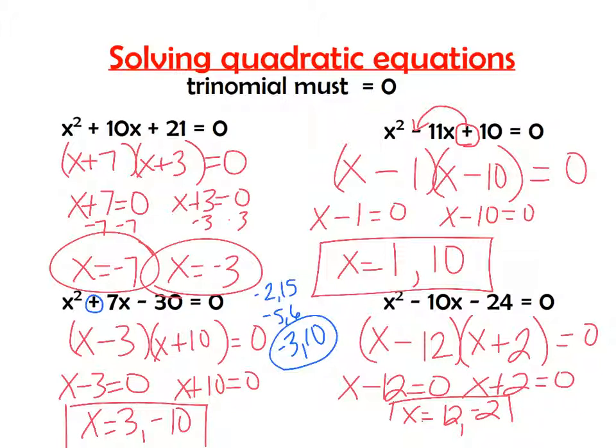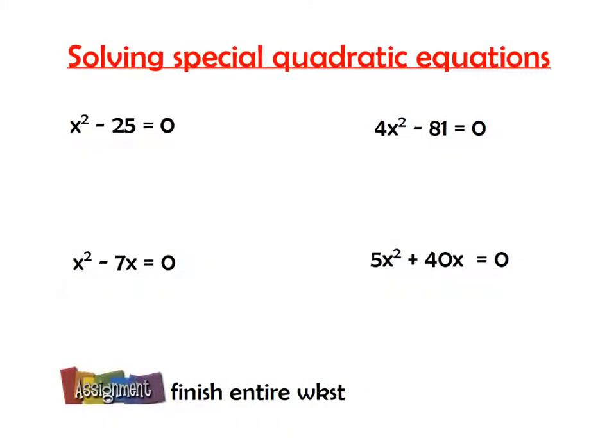All right, I ended up with 12 and negative 2 on that one. Okay, so then we're going to solve special quadratic equations. So going back to the difference of squares, but now we're solving. So going back, x squared minus 25, that's an x plus 5, x minus 5.